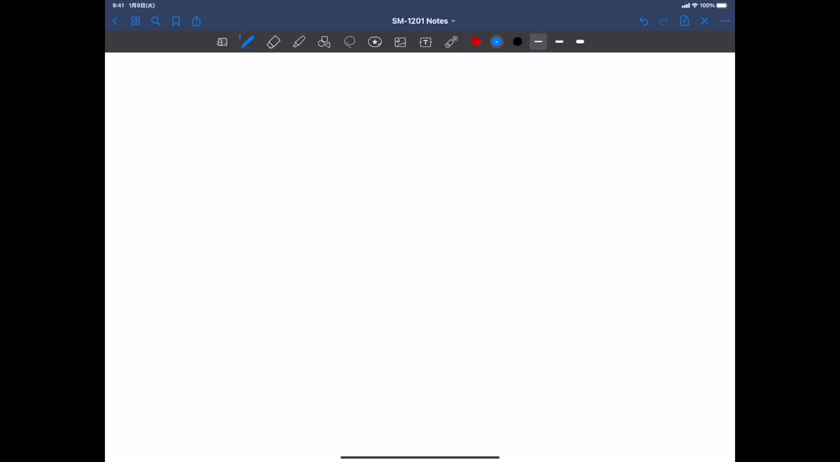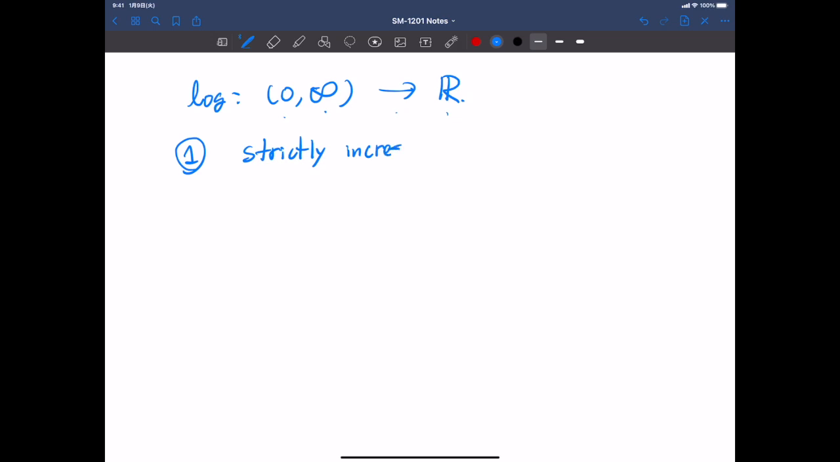So let us summarize the properties of the log function we have proven so far. So log is a function from this interval, from 0 to infinity, to real numbers. So first of all, it is strictly increasing. So this means this function is an injection. Okay, it's injective. If two values x1 and x2 are different, then log of x1 and log of x2 are different. Now this is a consequence of strictly increasing function.